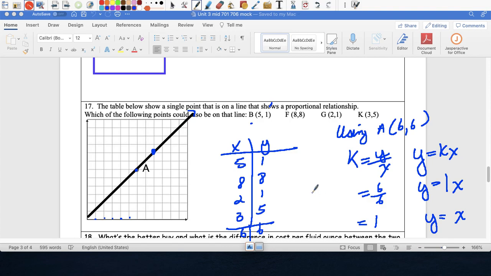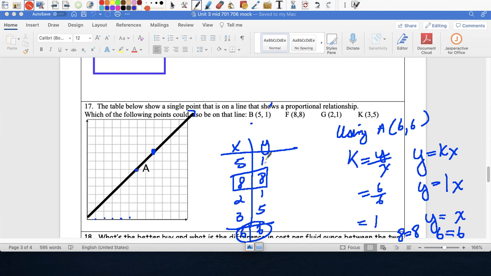So if you plug in this particular point, 6 and 6, if you apply 6 for x and y, you get 6 equals 6. Is that true? Yes, it is. For this one, if you plug it into the equation y equals x, you get 8 equals 8. Is that true? Yes, it is.